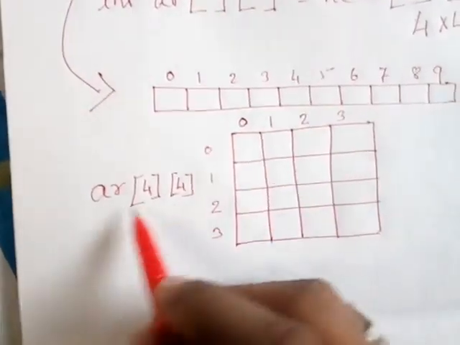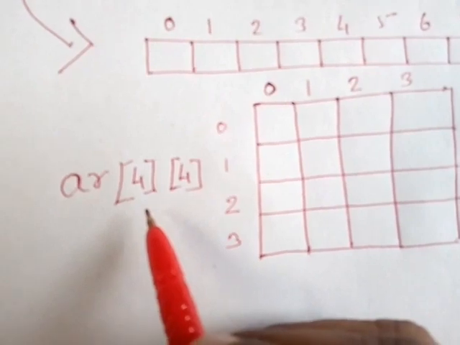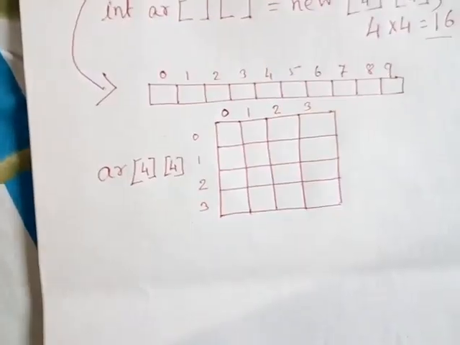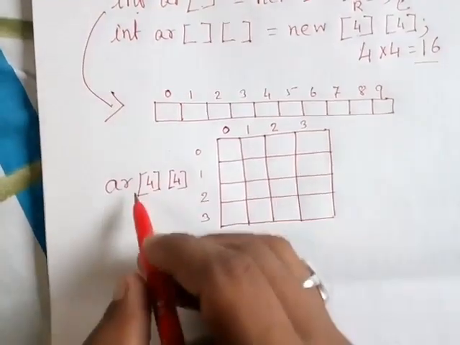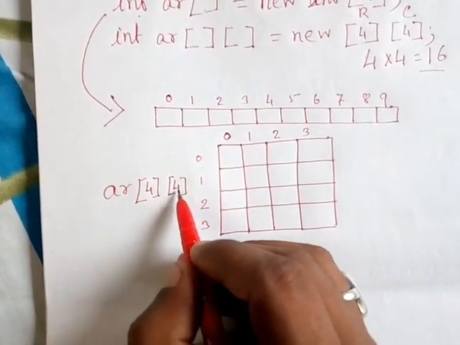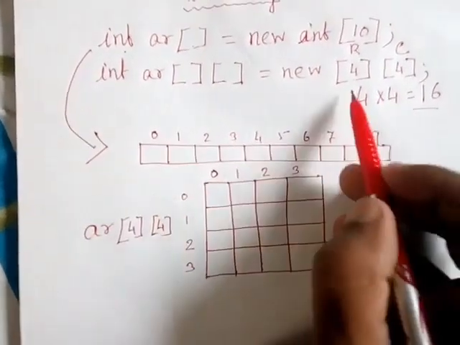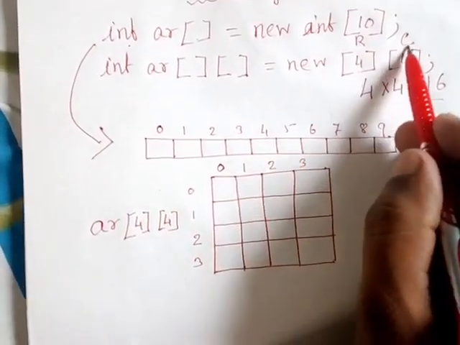See students, AR[4][4]. Here 4 and 4 means total 16 values I can store. So how to declare that? I have already explained. You see, the first 4 means row and the second 4 is column.